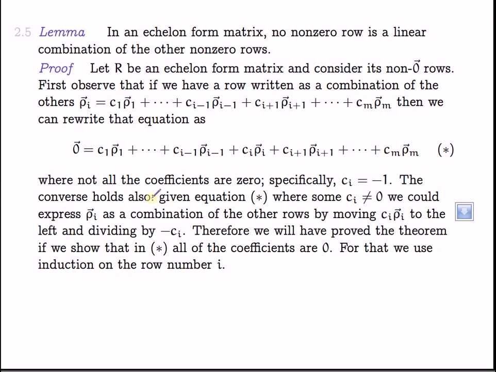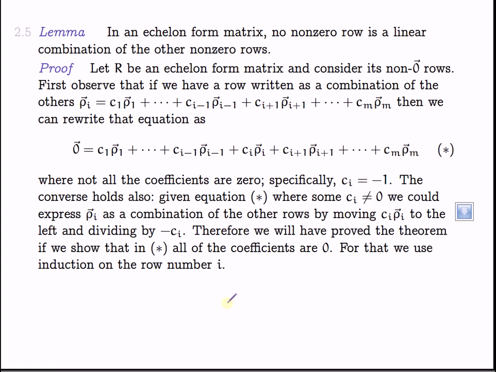Now, the converse holds also. If we have such an equation, and one of these C_i's is not 0, then we could express this ith row by solving for C_i times row I, and then dividing by minus C_i. Therefore, as long as we can prove that all the coefficients here must be 0 whenever we take a linear combination of rows of an echelon form matrix, that the only way to get 0 as a combination is with all the C_i 0, then we've proven our result.